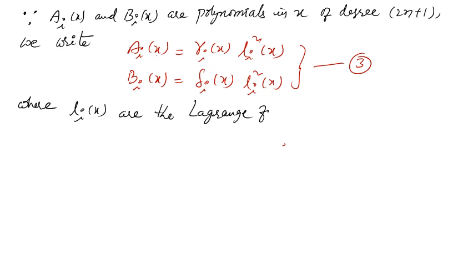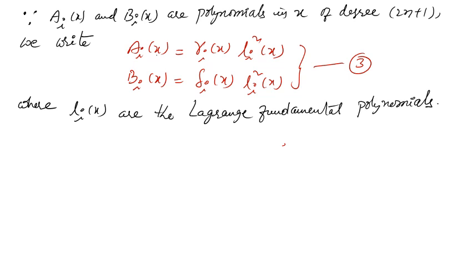Lagrange fundamental polynomials. Lagrange fundamental polynomials, that means what? L_i(x) equals (x minus x0)(x minus x1) up to (x minus x_{i-1})(x minus x_{i+1}) and so on, divided by the same product with x replaced by x_i in the denominator. That is the Lagrange polynomial.